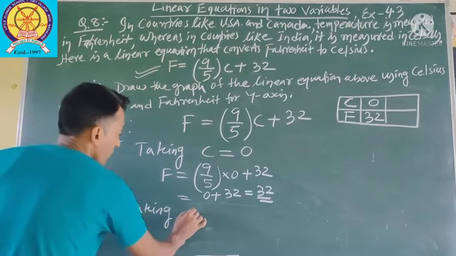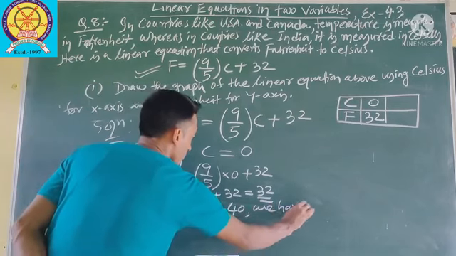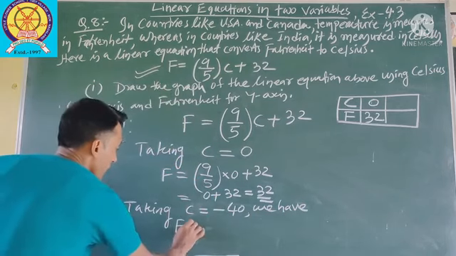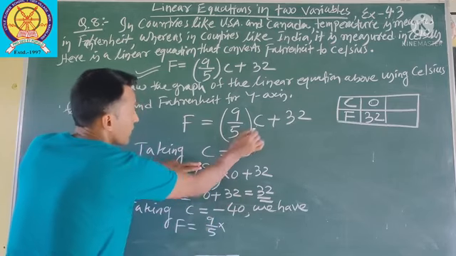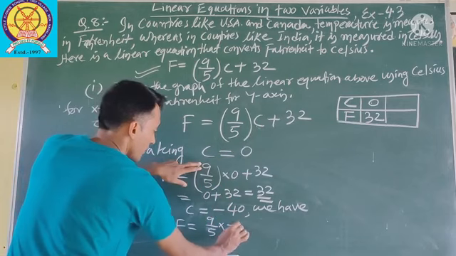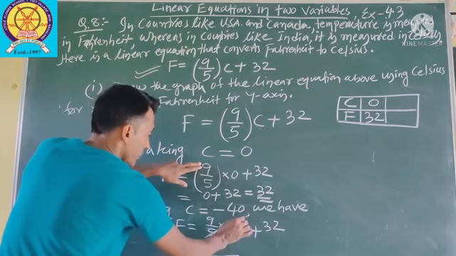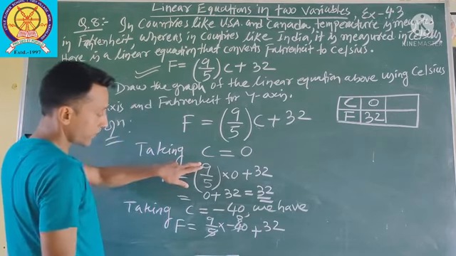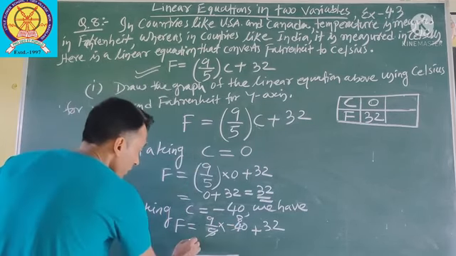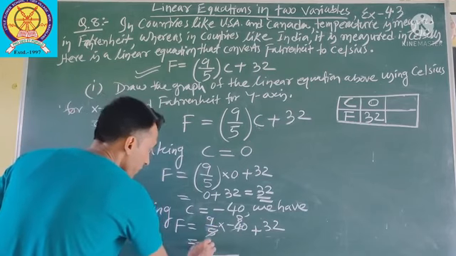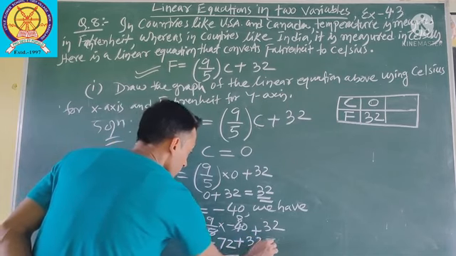Taking Celsius as minus 40, we have Fahrenheit equals 9/5 into Celsius, Celsius is minus 40, plus 32. We know 5 into 8 is 40. That means 5 into minus 8 is minus 40. Now you see 9 into minus 8 is minus 72 plus 32.